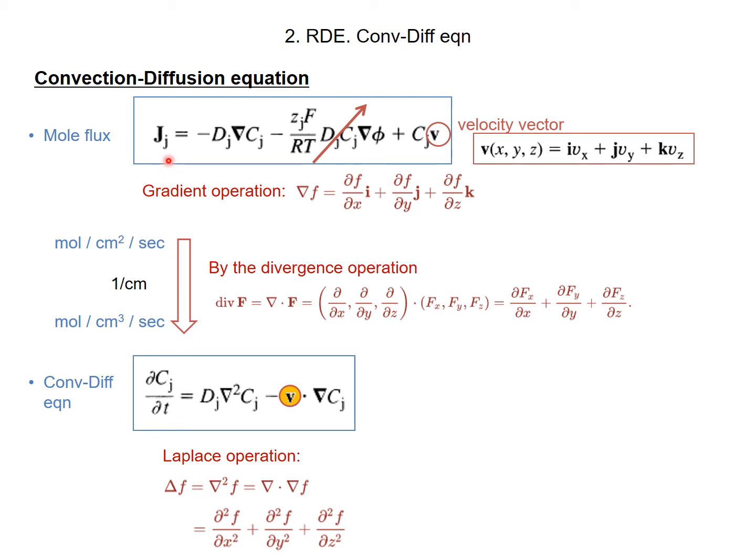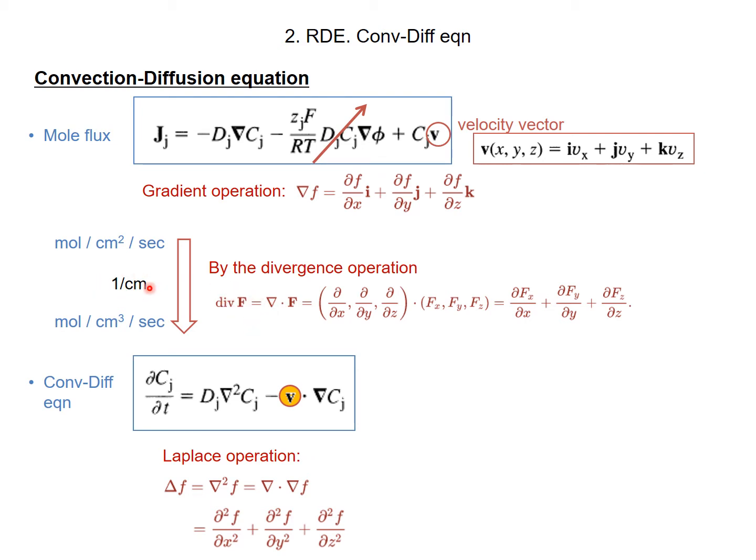So let me check the left hand side of the mole flux equation. The unit of this mole flux is mole per unit area per time. And the unit of the divergence operation is 1 over some length dimension, because the divergence operation is also a first derivative operation, even if this operation includes the inner product. Anyway, the unit of divergence is 1 over centimeter.